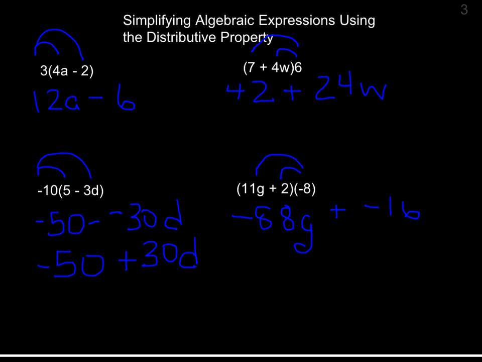Again, I don't want to leave this as negative 88g plus negative 16. I know if I'm adding a negative number, I can simplify that a little bit more and write it as subtraction. Negative 88g minus 16.